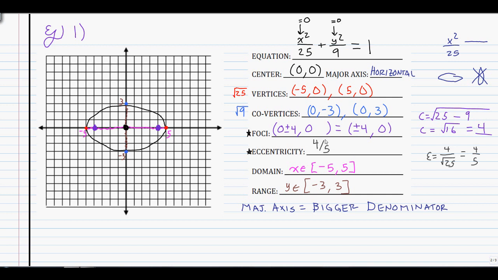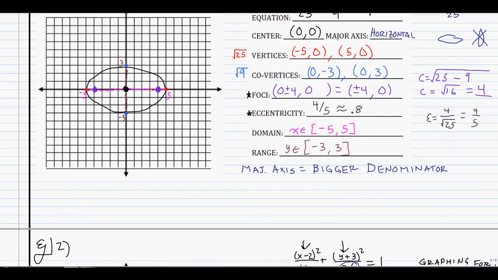And then obviously 4 over 5 is a fraction. You can tell it's a fraction that's close to 1. But if you want to, you don't have to, you can write it as a decimal and see that this is equal to 0.8. And 0.8 is pretty close to 1. So this isn't a super circular one. And that should make sense, because one major axis has 5 units over, and the minor axis has 9. So it's not a super round one. If those numbers were really close, we'd have a really round ellipse. But again, all we do is take c, divide by the square root of the big number, and we get our eccentricity.